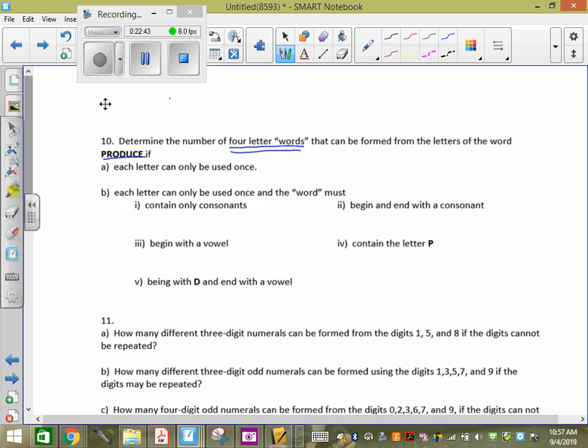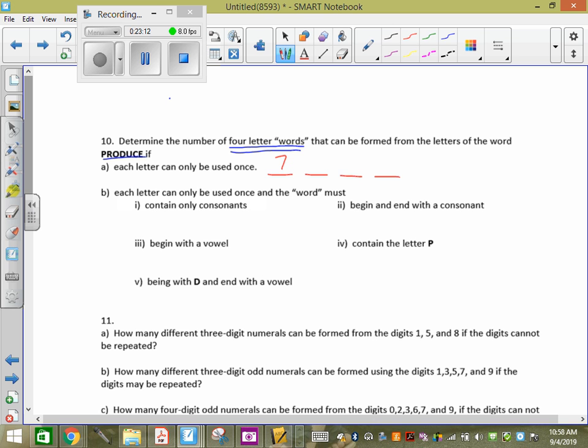Does produce have any doubling letters or tripling letters, or are they all different? All different. P-R-O-D-U-C-E. None of them double. Like pool has 2 O's, right? None of these do. So each letter can be used only once. So no matter what, for every single one of these questions under number 10, we're going to have 4 blanks because we're making 4-letter words. Okay. How many letters in produce do we have?